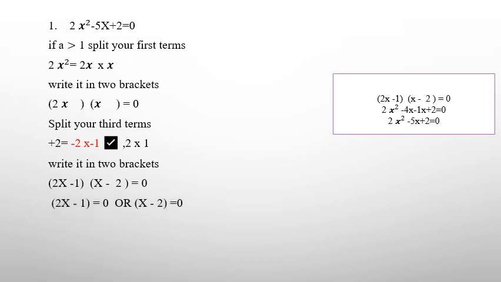So 2x minus 1 equal to 0 or x minus 2 equal to 0. Then 2x equal to minus 1; if I take it to this side, it becomes positive 1. So x will be equal to 1 over 2. And minus 2, if I take it to the other side, it becomes positive 2. So these are the values.